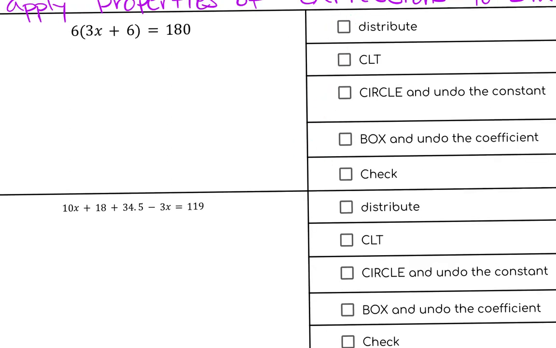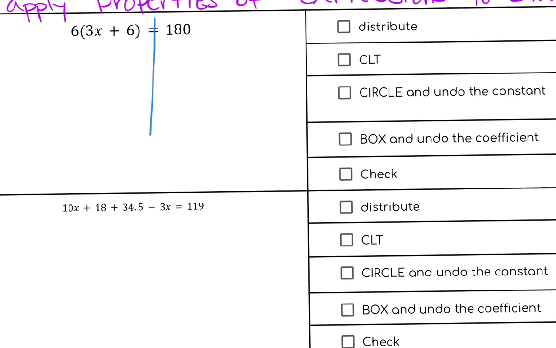So over here on the side, we have a little checklist to help us keep track of where we are in this process. So the first thing you're going to do is distribute, if there's distribution to do. Then you're going to combine like terms, and then that should be simplified after that, right? You shouldn't have to distribute or combine anything. Then you're going to circle and undo the constant. Then you're going to box and undo the coefficient. And then you check your work.